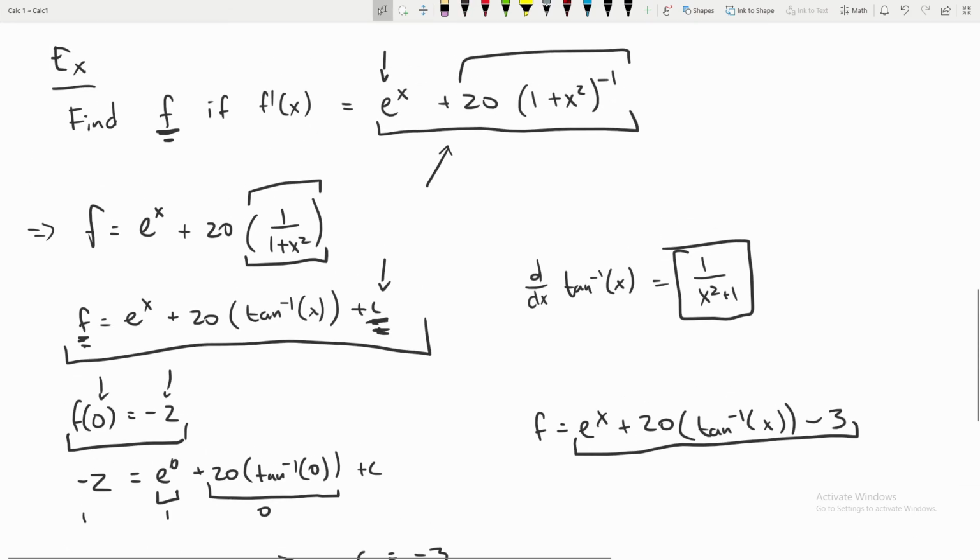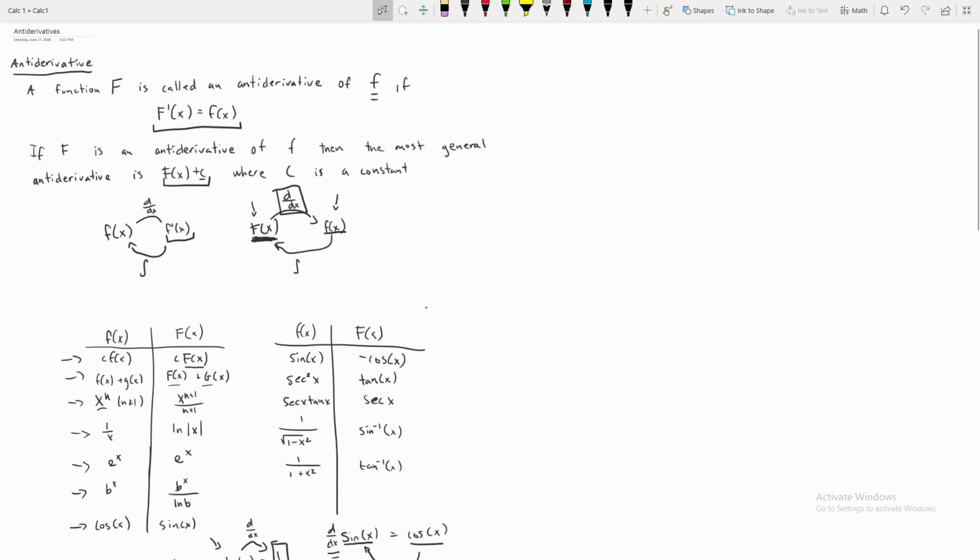So that's all this question is asking us to do. It's basically asking us to find what the function was before we took the derivative of it, and that's what the antiderivative is. So anyways, that was a quick introduction to integral calculus, and it's basically the basis of it.